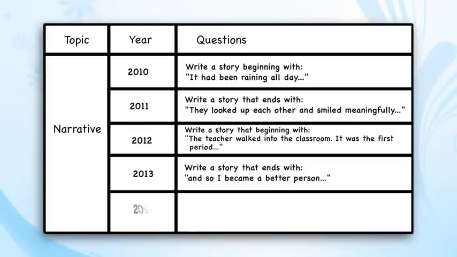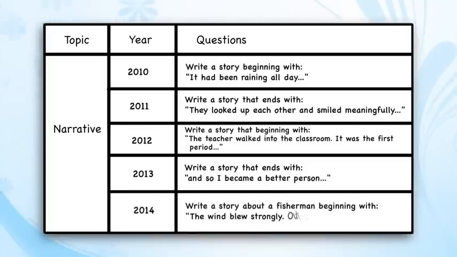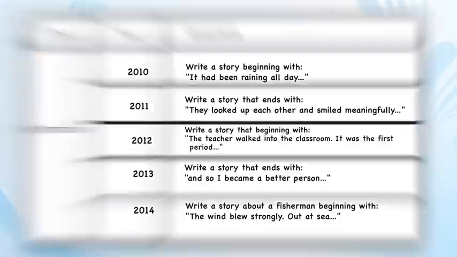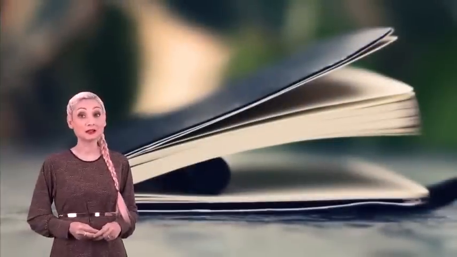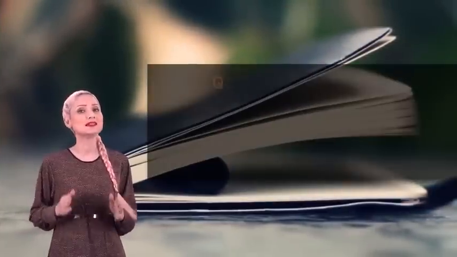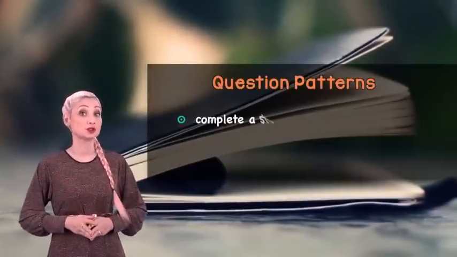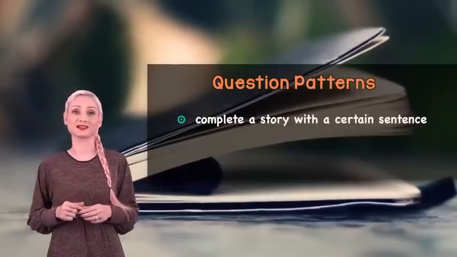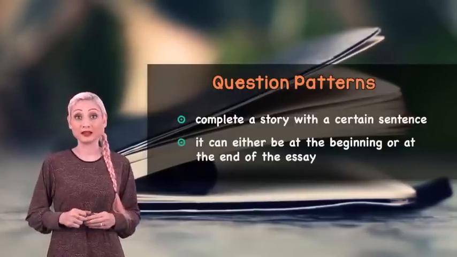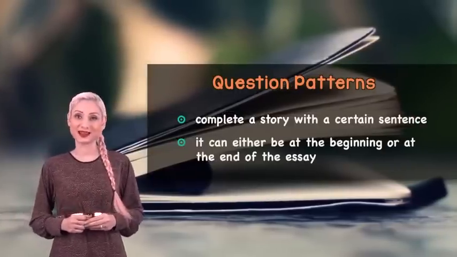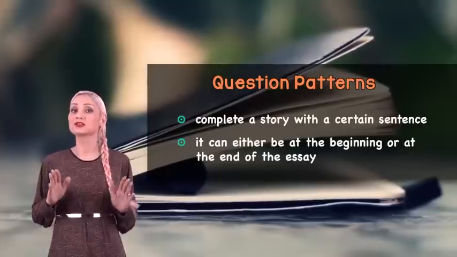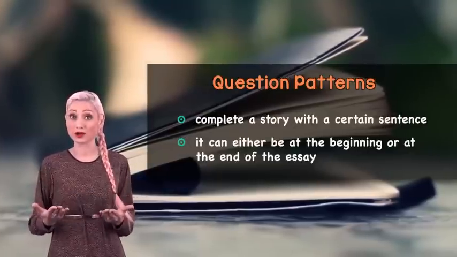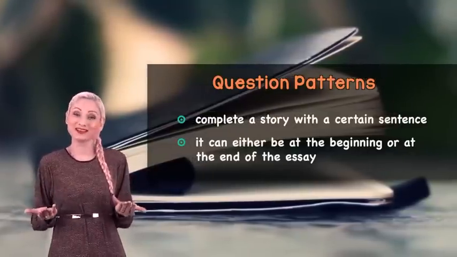And in 2014, students were required to write a story about a fisherman beginning with, "The wind blew strongly. Out at sea." Based on these question samples, we can see that students were asked to complete a story with a certain sentence. It can be either at the beginning or at the end of the essay. In other words, students can determine their own plot and write anything they want.